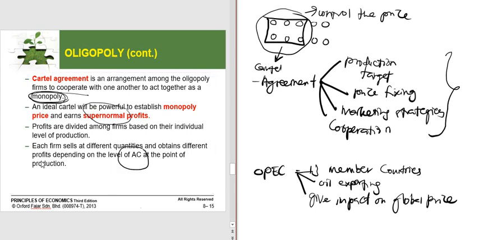So how can they maximize their profit? They can adjust the cost of production, because every country can produce at a different cost of production. So it depends on how they manage the cost of production. If they can minimize the cost as much as possible, then they can gain as much profit as possible. So that is the cartel agreement.